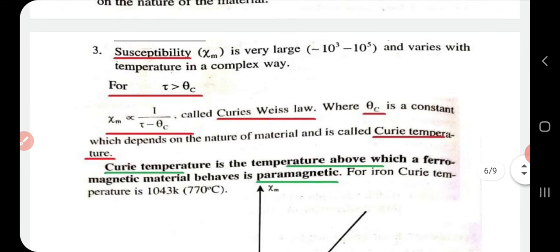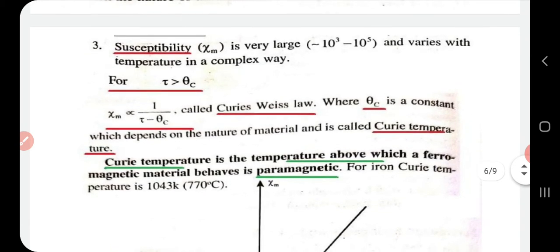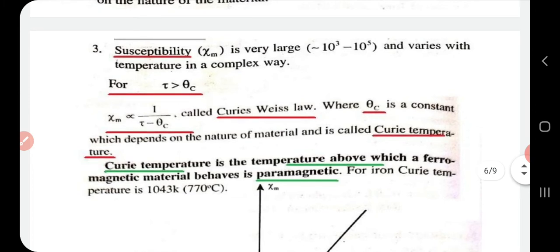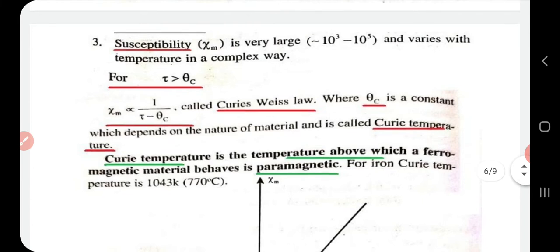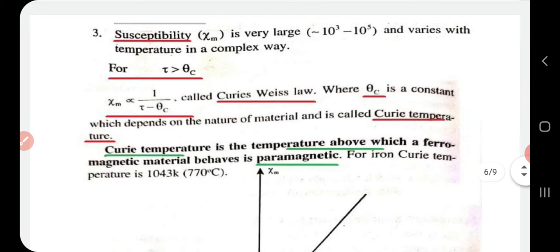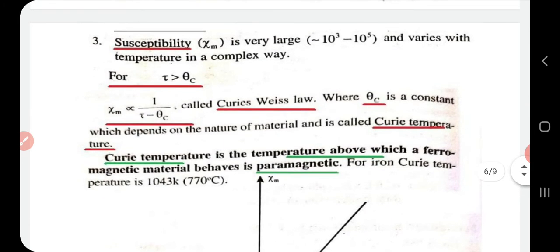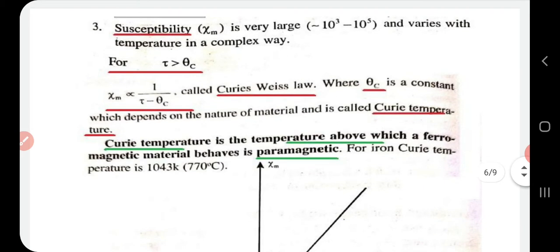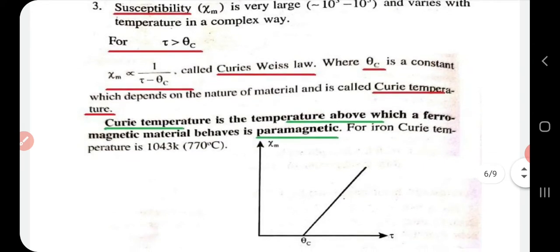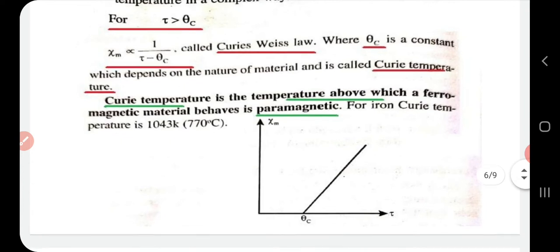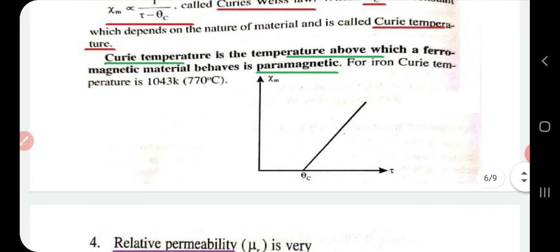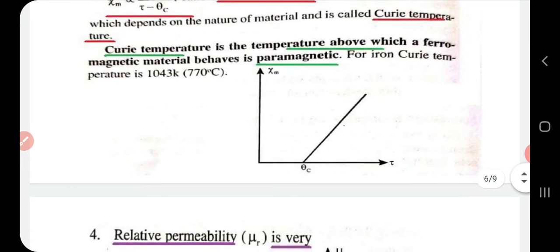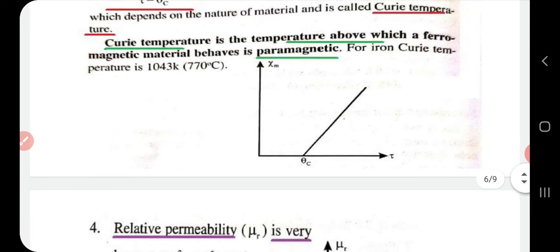And so for temperature T greater than theta c, the Curie temperature, the susceptibility chi m is proportional to 1 over (T minus theta c), and this is called Curie law, where theta c is a constant and depends on the nature of the material. It is called the Curie temperature. So the Curie temperature is a temperature above which a ferromagnetic material behaves like a paramagnetic material, and this graph is that of iron.